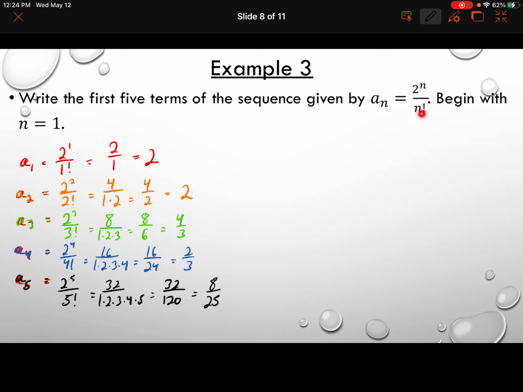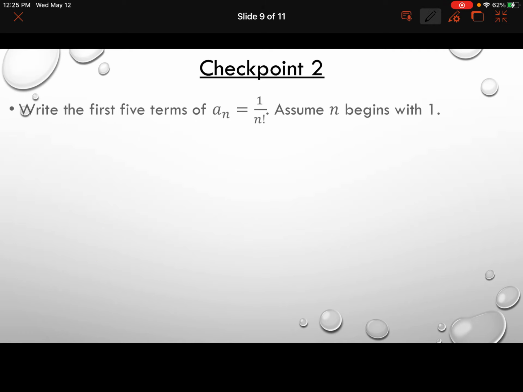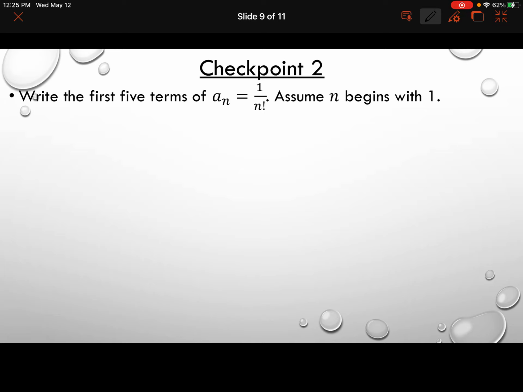So like I said, you will need to at least know how to use the factorial. But in terms of actually being given a sequence already and trying to determine what the pattern is, outside of an extra credit question, you won't need to do that. Okay? And then the next question, checkpoint 2, I want you to try on your own. So this is your chance to see if you know how to use this factorial. Should be relatively simple, just writing the first 5 terms, just like the previous example.